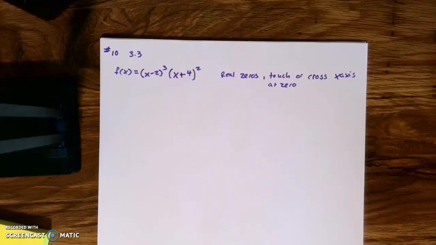Hi class, we're going to take a look at number 10 from 3.3. So I've already written the problem down. We have this function, this polynomial, and we want to figure out if there's real zeros, what they are, and what happens at those zeros. So first, looking at our function, it's already factored.